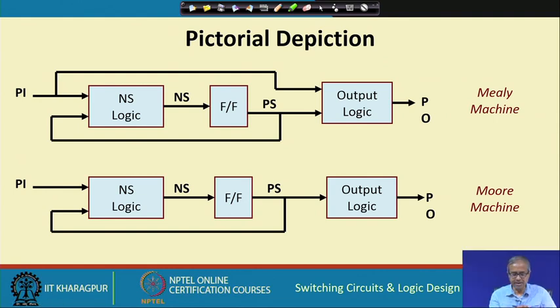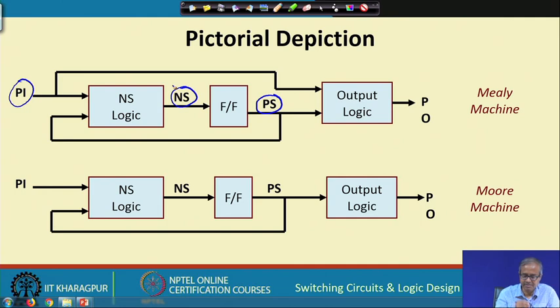Pictorially speaking, the Moore machine and Mealy machine can be depicted like this. For a Mealy machine, the primary inputs are coming like this, P I is the primary inputs, P s is the present state, N s is the next state. Now, you see in any circuit realization, there will be a set of flip flops, which will be storing the present state. The outputs of the flip flops will define the P S. Okay. And there will be some combinational circuit here, which will take the primary inputs and also this present state, and it will determine the next state.